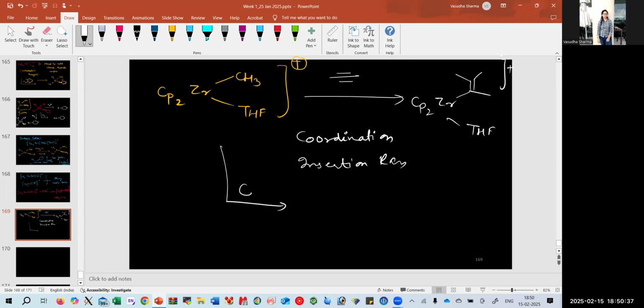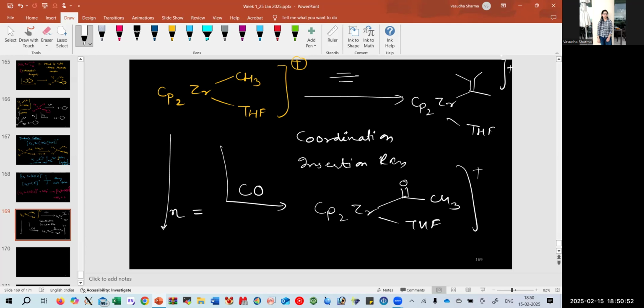When you're treating it with carbonyl, again you have a coordination insertion. Cp2Zr would form a C-O bond, OCH3, THF, positive. When you're treating it with n times alkene, it would end up forming an alkane with an n-number polymeric chain with positive charge.